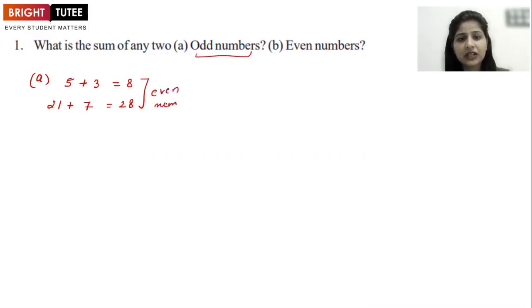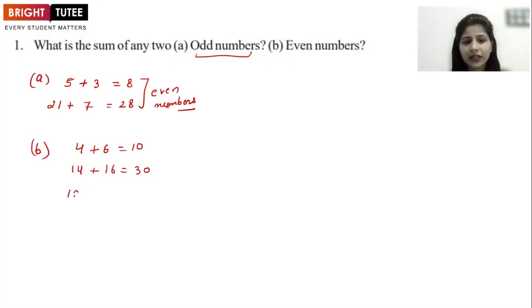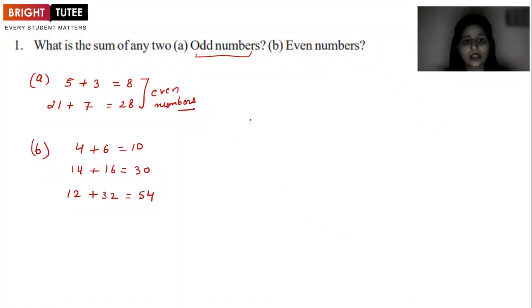Okay, so what is the question? What is the sum of any two odd numbers? It is an even number. In the B part, we have to take even numbers, asking what is the sum of two even numbers. Let's take two even numbers. Suppose I take 4 and 6, it gives me 10. And if I take two other even numbers, suppose 14 and 16, it will give me 30. You can take any other, like 12 and 32, so it will be 44.